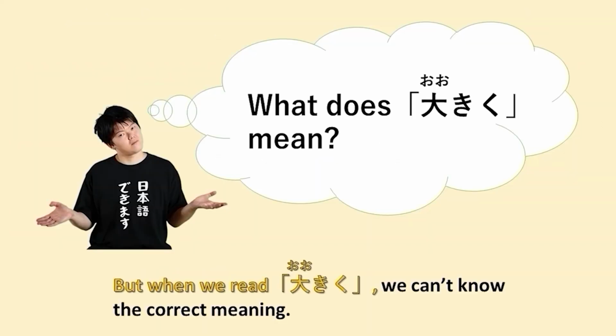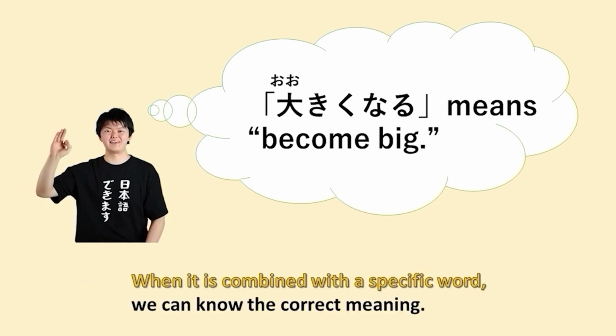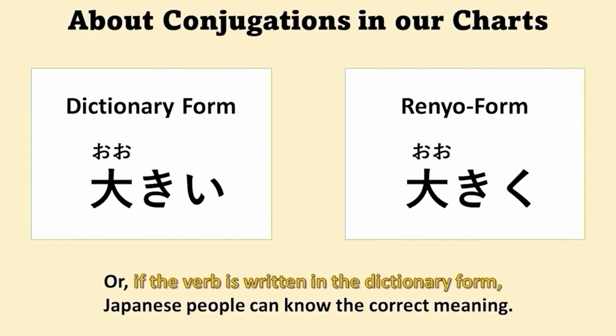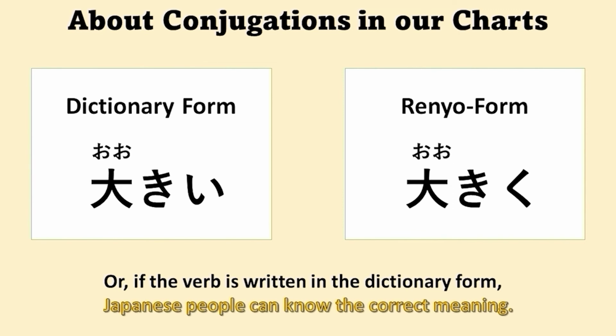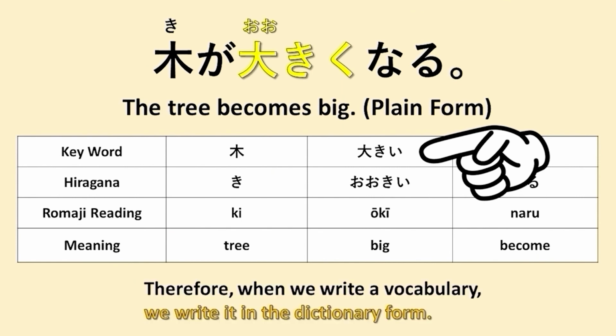But when we read 大きく。 we can't know the correct meaning. One of the reasons is that it is not a dictionary form. When it is combined with a specific word, we can know the correct meaning. Or, if the word is written in the dictionary form, Japanese people can know the correct meaning. Therefore, when we write a vocabulary, we write it in the dictionary form.